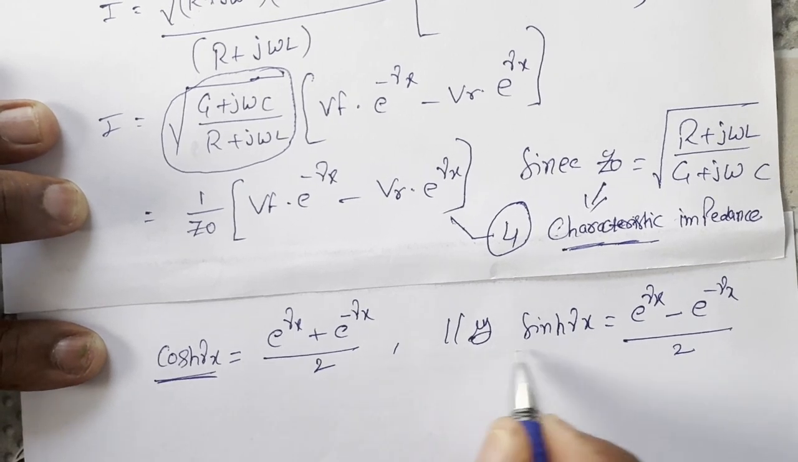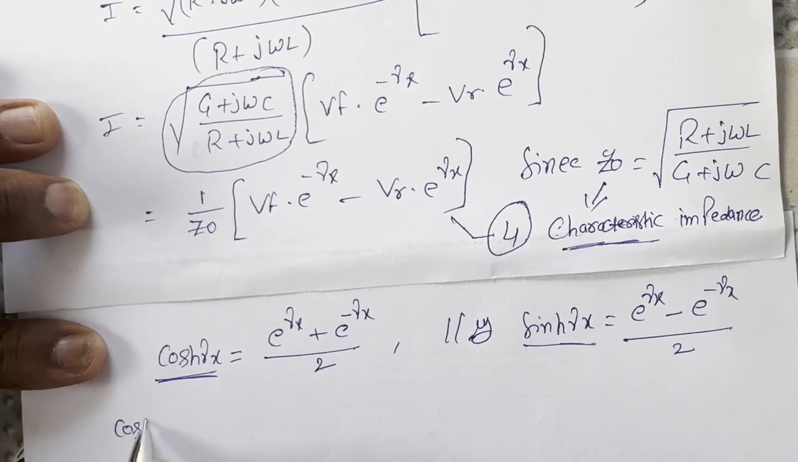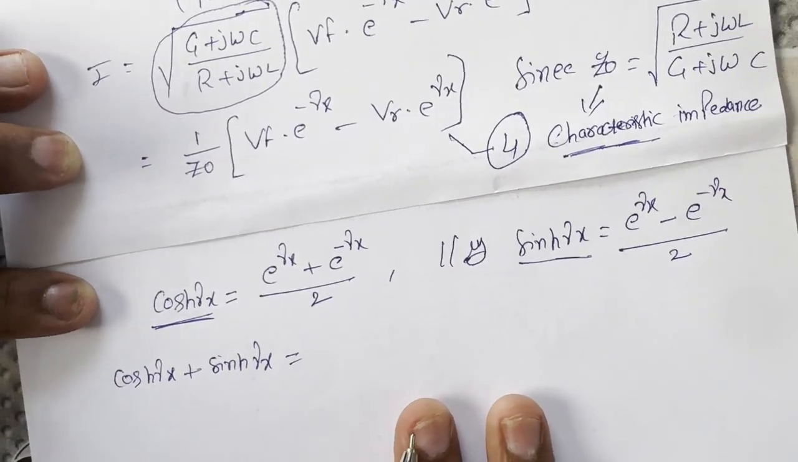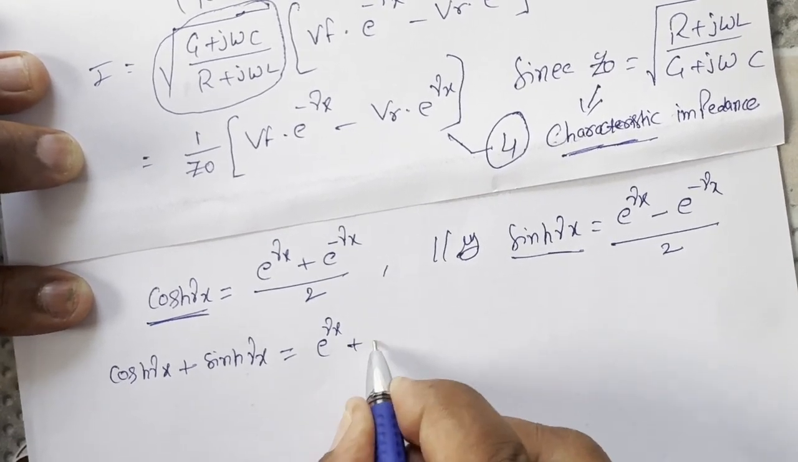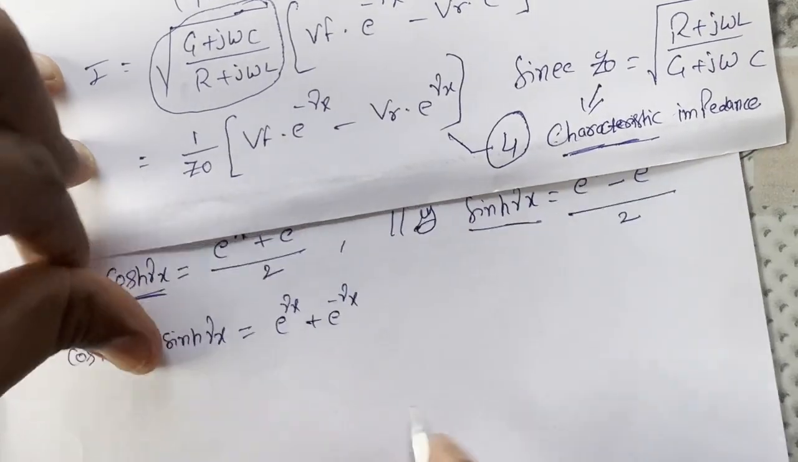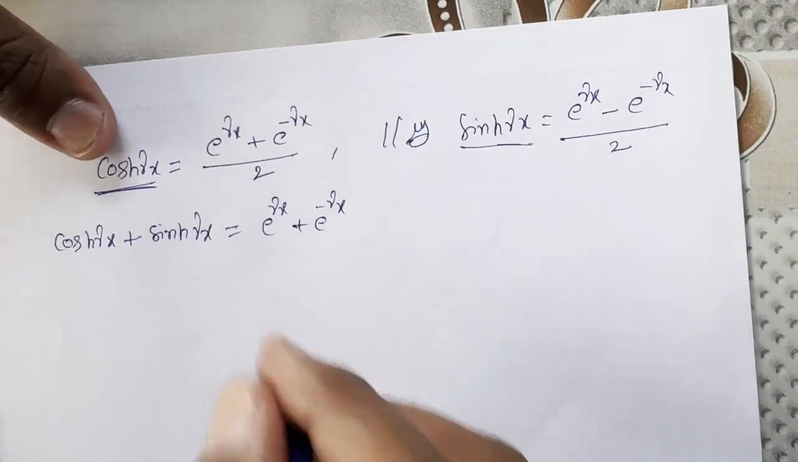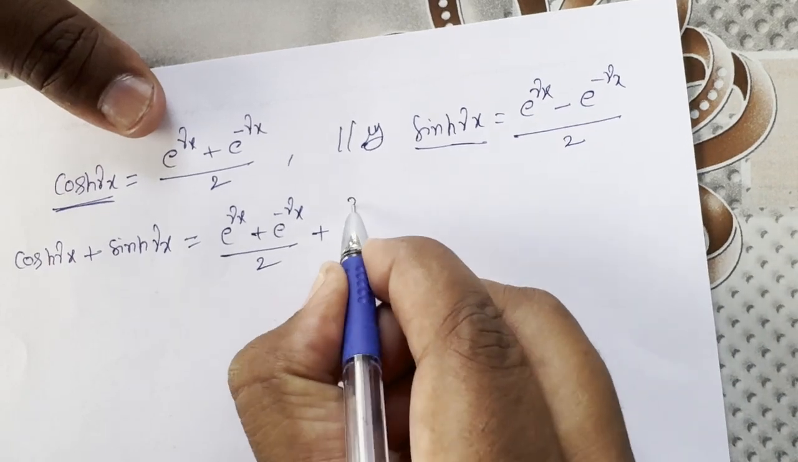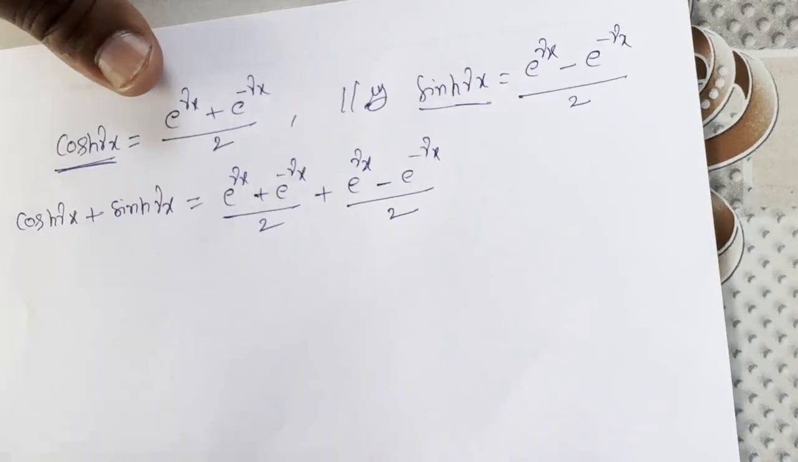Now I am doing this one plus this one, that is cosh gamma x plus sinh gamma x equal to, by adding these 2, that is (e power gamma x plus e power minus gamma x) by 2 plus (e power gamma x minus e power minus gamma x) by 2.